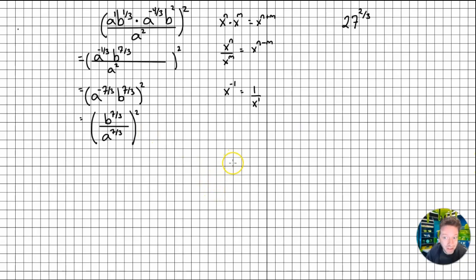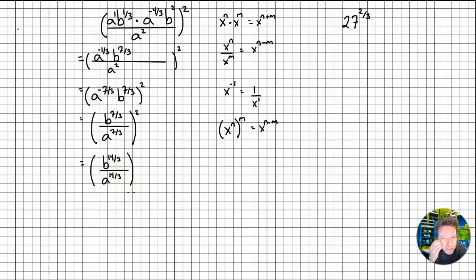The next one is power of a power. So if we were to have x to the power of n, and then we took that to the power of m, then we are multiplying those exponents. So it's n times m. So in this case, we're going to have to apply the square to both the b and the a. So b to the 7/3 times 2 gives us b to the 14/3. And we have the same exponent for a, so a to the 14/3.